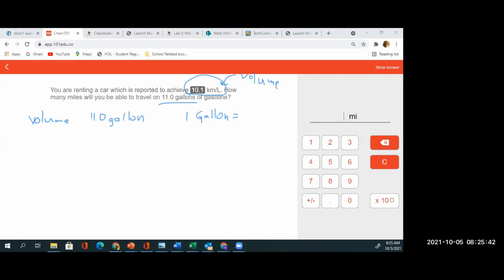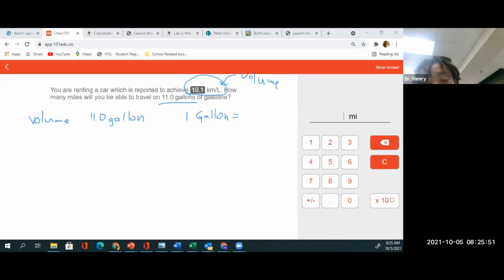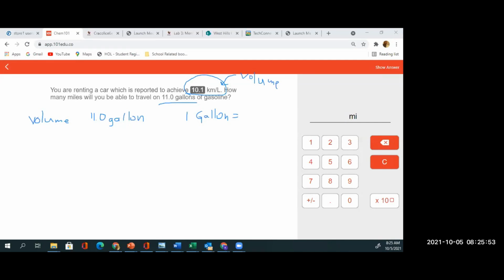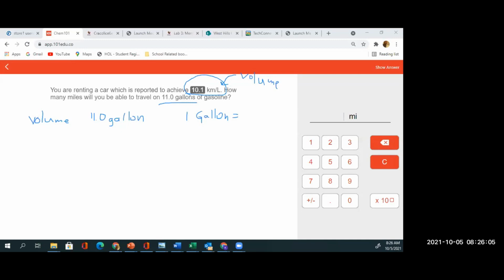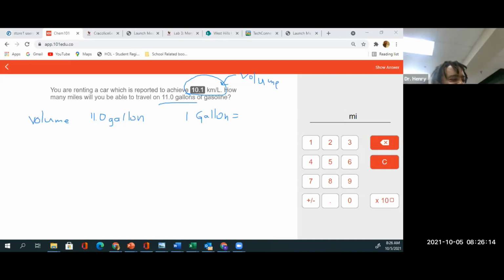Let's see. On my homework, it says 11.5 kilometers per liter. It doesn't say 10.1. On my homework, it says 11.5 kilometers per liter instead of 10.1. Yeah, it's going to change. It's changing per homework assignment. Every homework assignment is going to be slightly different. The concept is the same, though. Okay, right? Just making sure. It helps keep you guys honest, you know.